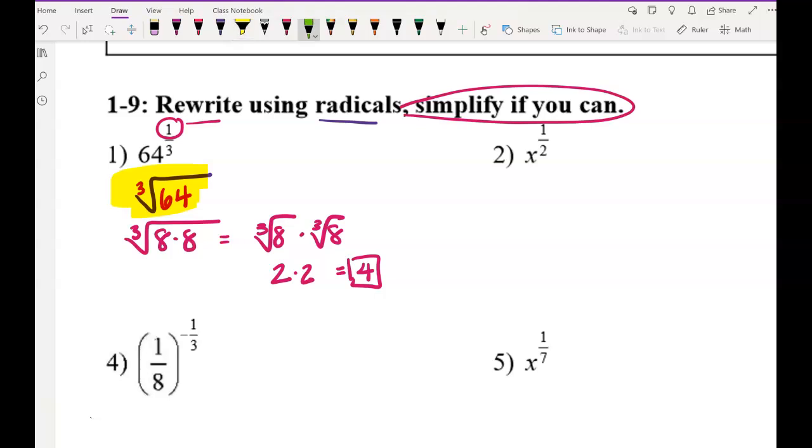So we're going to box both up. So box that up and box this up. Okay. Number 2 says write as a radical. Denominator is 2, so that's going to be a square root, and then x to the 1 power, or just x to the 1 is fine. And we can't simplify square root of x, so we box it up.